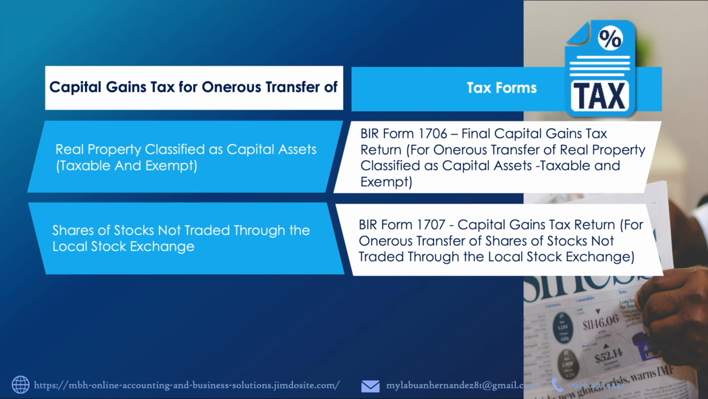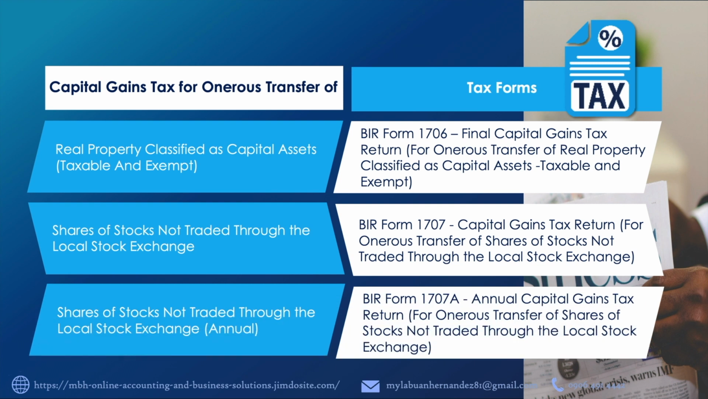If the sale is made through PSE, stock transaction tax is charged at a rate of 3/5 of 1% or 0.6% based on the selling price or gross value in money of the shares sold. For the annual capital gains tax for onerous transfer of shares of stock not traded through the local stock exchange, BIR Form 1701A shall be filed.